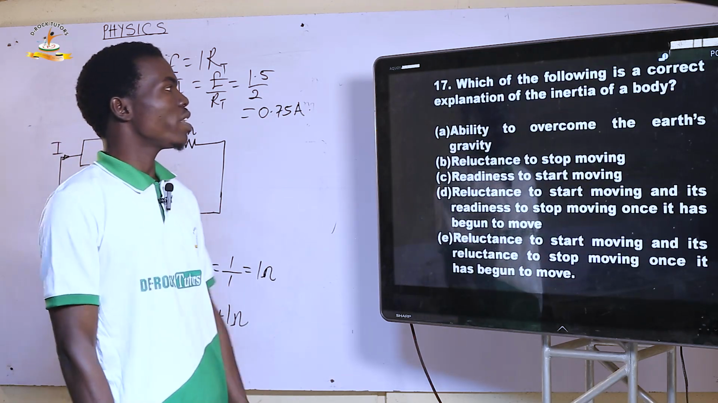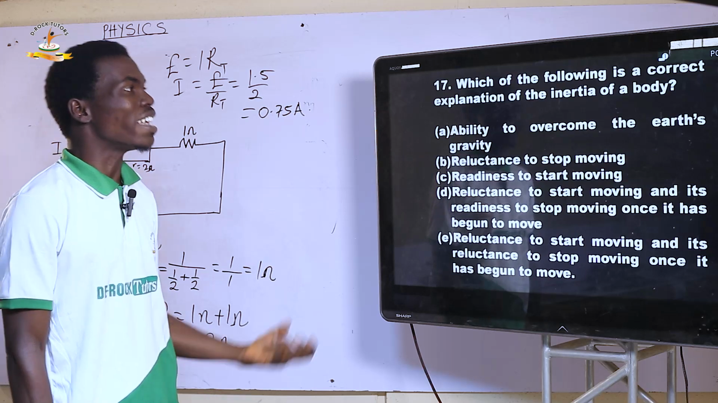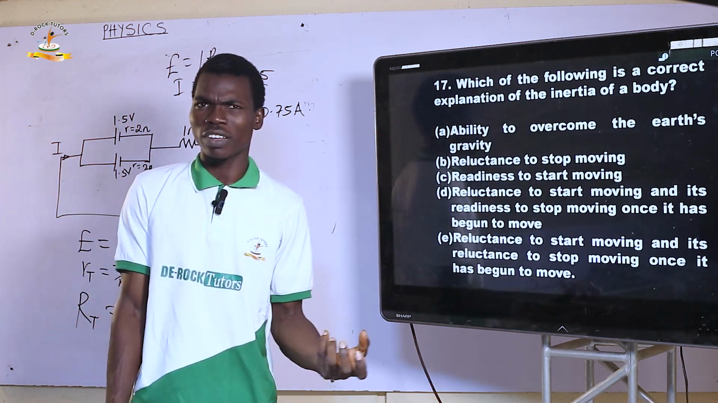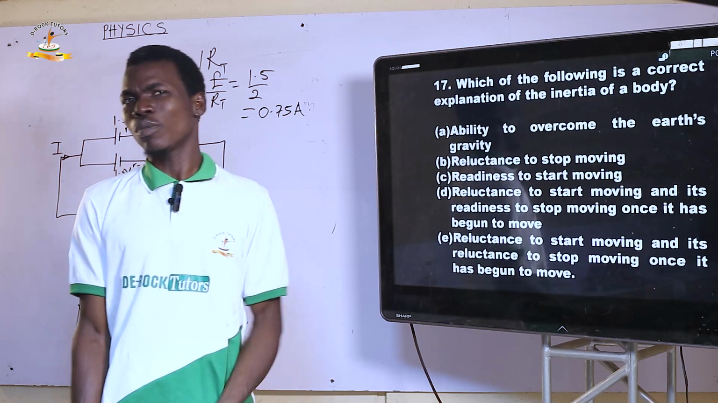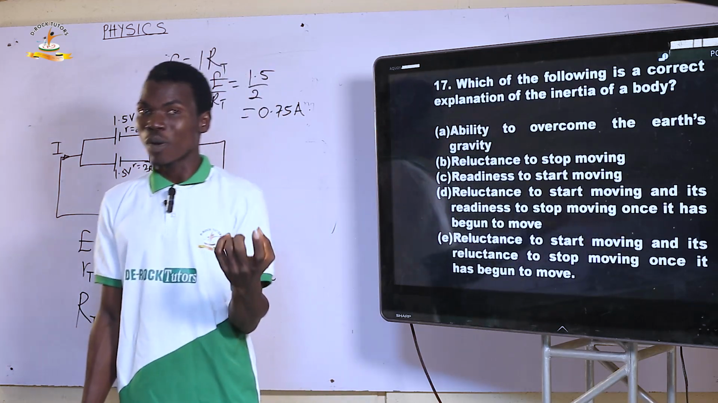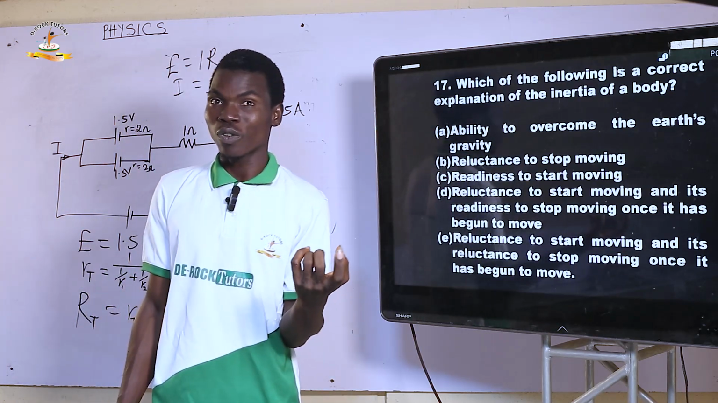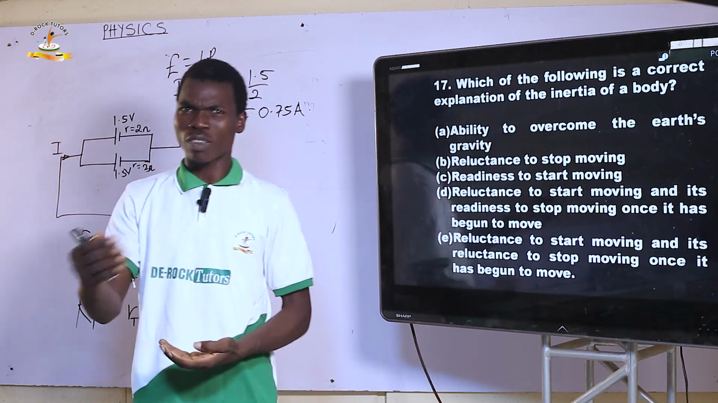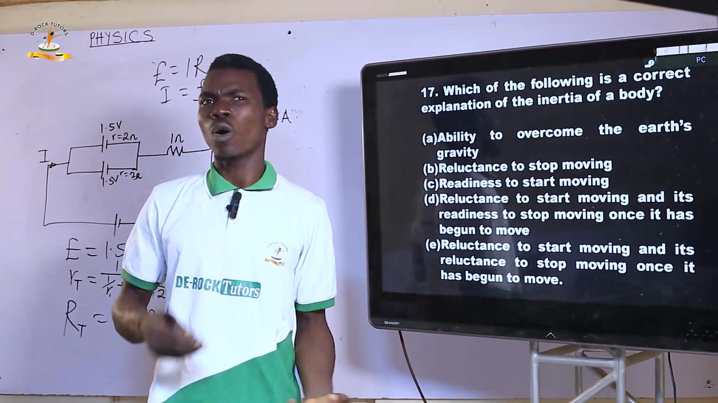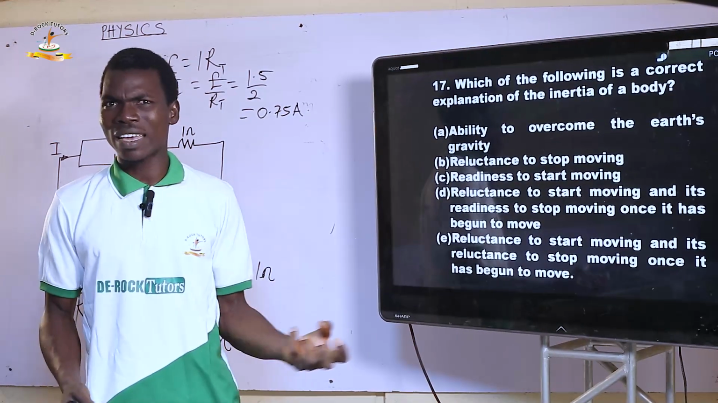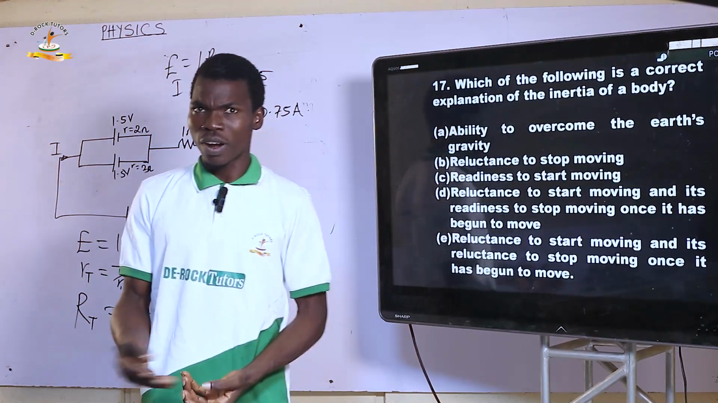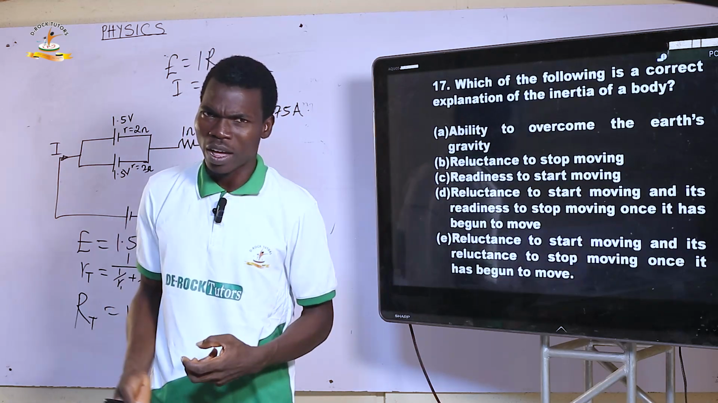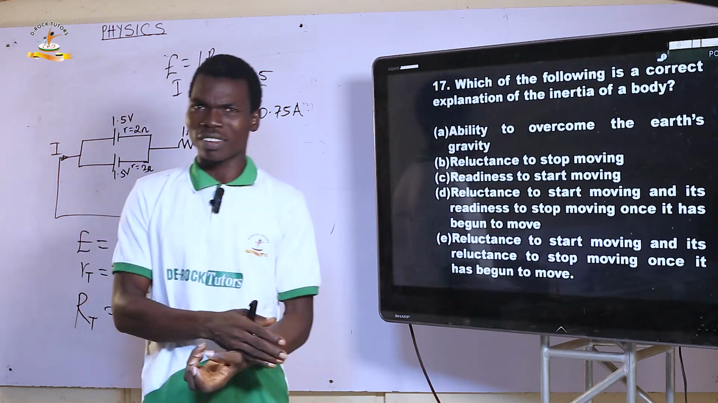17. Which of the following is a correct explanation of the inertia of the body? You ask yourself, where is inertia coming from? Inertia is coming from the first law of Newton, the first law of motion, which says that every body continues in a state of rest or of uniform motion unless it is compelled by an external force. You remain seated forever unless you are forced to stand up, and you remain moving forever unless you are forced to stop. That's what inertia is telling us.